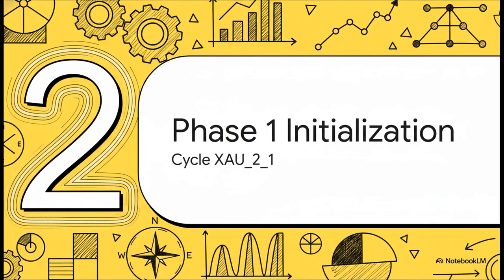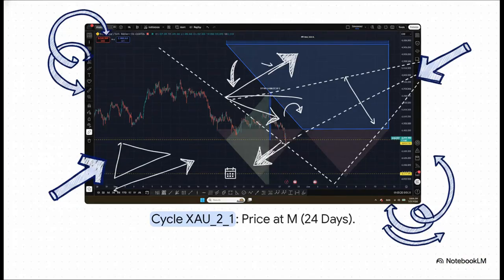Moving right along to Section 2, Phase 1 Initialization for cycle XAU_2_1. So looking at the data as of May 27, 2026, the visible asset is XAU, currently at Phase 1 entry. You'll see prices at M, and we have a predefined trapezoid time duration of exactly 24 days. We are observing the boundaries here. That includes Triangle 1, Triangle 2, and Triangle 3, right alongside the main trapezoid. Remember, we don't predict price movement here. We just neutrally document this active geometric environment.